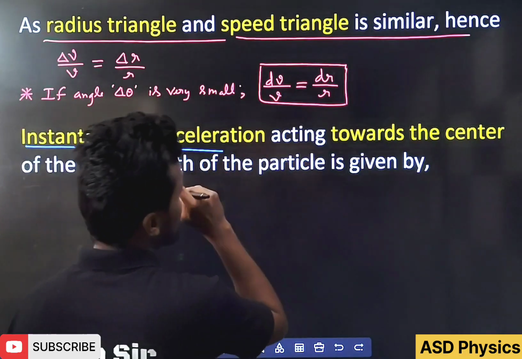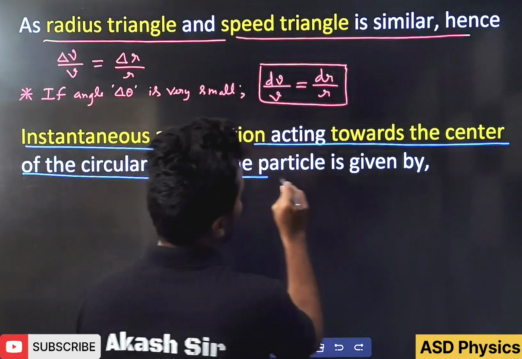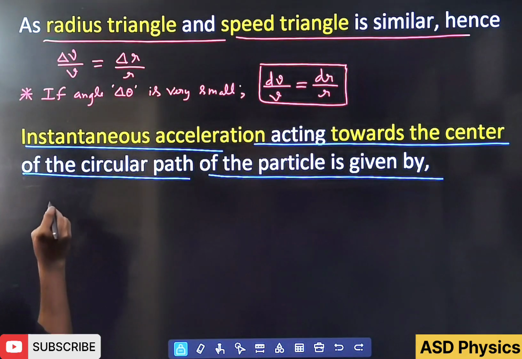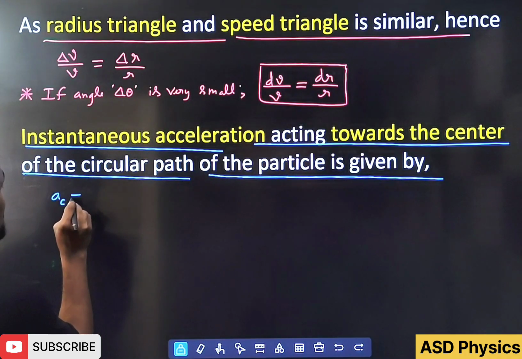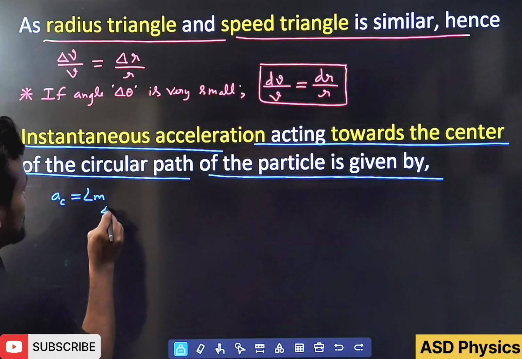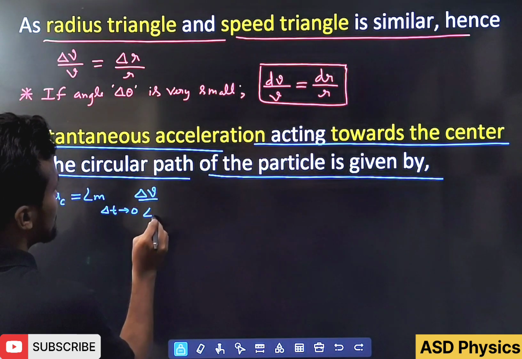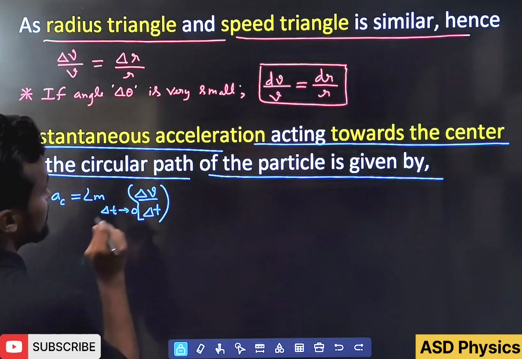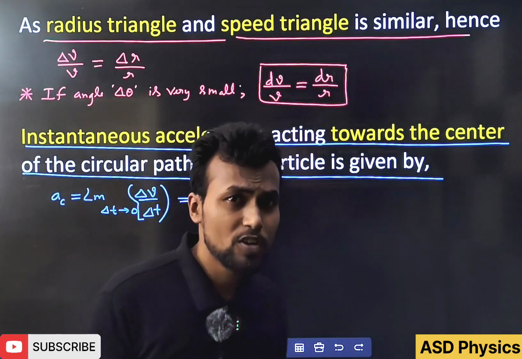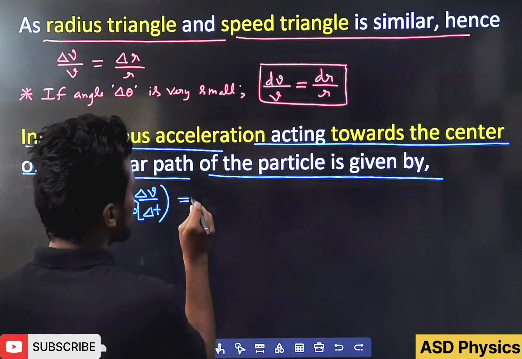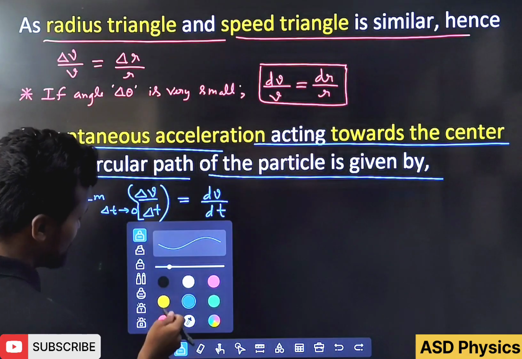See here, the instantaneous acceleration acting towards the center of the circular path of the particle is given by. So what is the centripetal acceleration formula? Normally it is the acceleration but acting towards the center. That's why we will call it the centripetal acceleration. This formula is normally written as limit delta t tends to 0, delta v by delta t. Like this it is there. So as I have told you very well, angle delta theta is very small, time will also be very, very small. So this will become dv by dt. What is this? dv by dt, and that we know also.